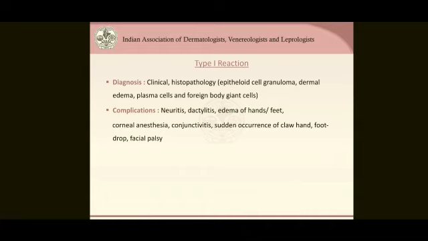The complications in case of type 1 reaction are neuritis, dactylitis, edema of the hands and feet, corneal anesthesia, conjunctivitis, and sudden occurrence of nerve deformities like claw hand, foot drop or facial palsy.